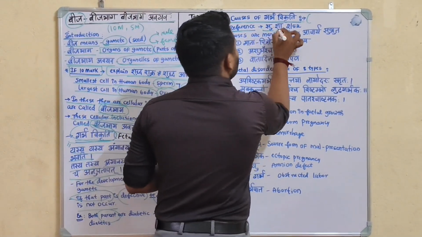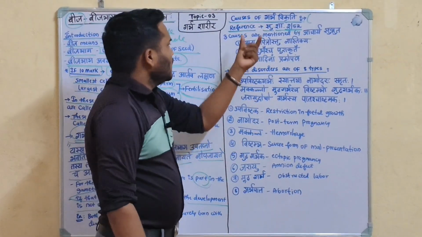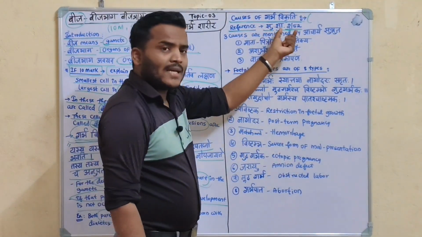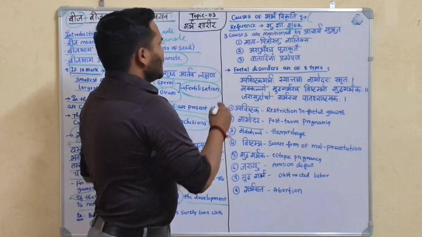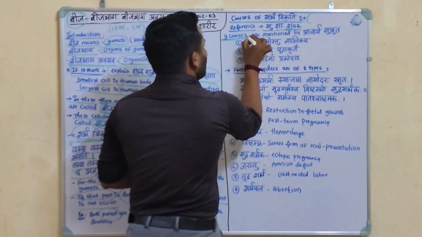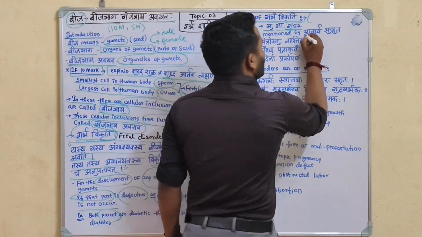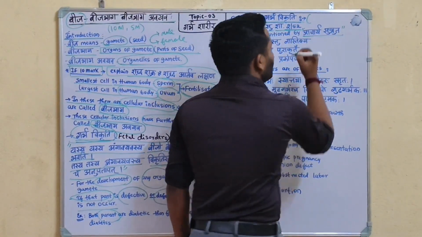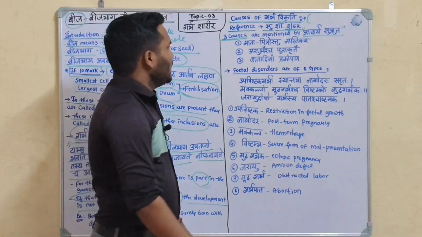रेफरेंस सुश्रुता शारीरस्थाना सेकेंड चैप्टर and 52nd shloka. Three causes for Garbha Vikruti. It is mentioned by Acharya Sushruta. आचार्य सुश्रुत जी ने तीन कारण बताए हैं गर्भ विकृति के लिए.